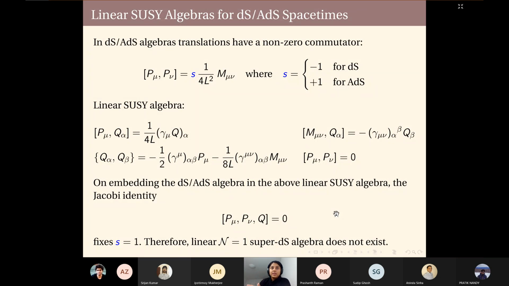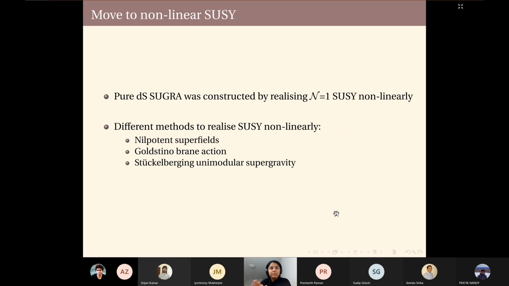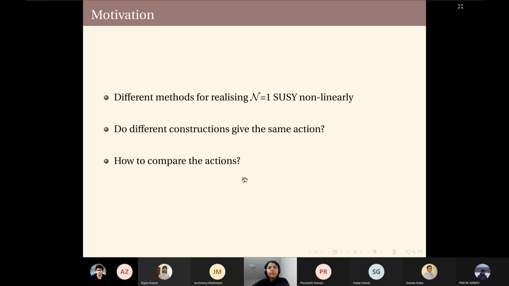So the solution for this is that we go to nonlinear supersymmetry, and pure de Sitter supergravity was constructed by realizing N equal to 1 supersymmetry nonlinearly. It was done for the first time by Bergshoeff and collaborators in 2015. But soon after, there were some other groups who came up with very different methods of constructing essentially the same action. The first method was nilpotent superfields. The other one was the Goldstino brane action. And the third one is Stückelberg unimodular supergravity. I will briefly explain all of these methods.